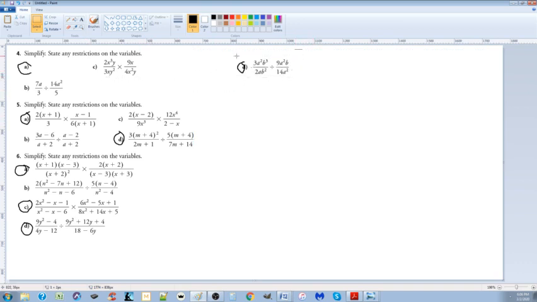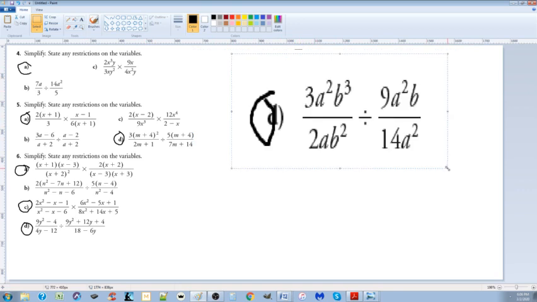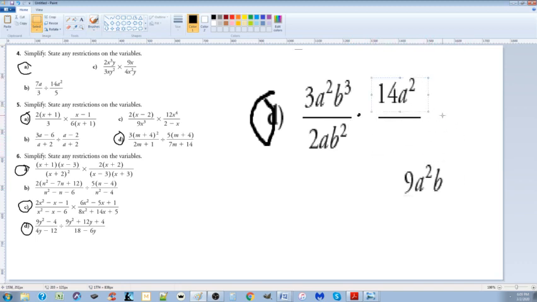The restrictions have to do not with x, but with a and b. Since there's nothing going on at the bottom, we can see we've got a dividing, don't we? So we've got to fix it. We've got to switch the dividing to a multiplier, or just a dot, as I like to use instead of an x. And we've got to flip this fraction upside down. That's the rule. Now we can look at the restrictions.